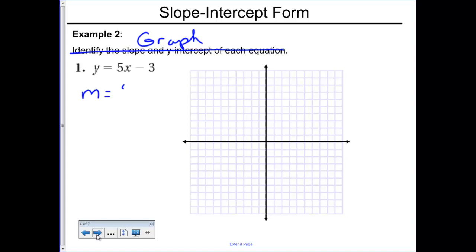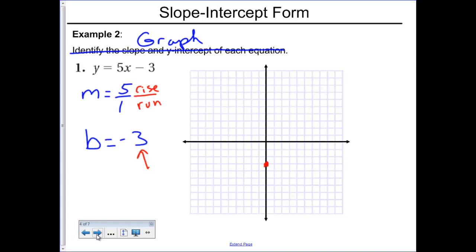The slope is equal to 5, which is 5 over 1, because I'm going to need that for my rise and run on the graph. And my y-intercept is -3. So we're going to plot the y-intercept first, which would be down 1, 2, 3. And to find the next point on the graph, we're going to go rise 5 and run 1.